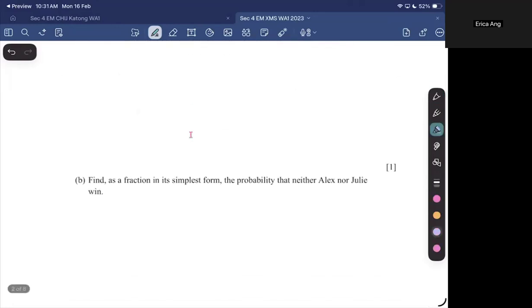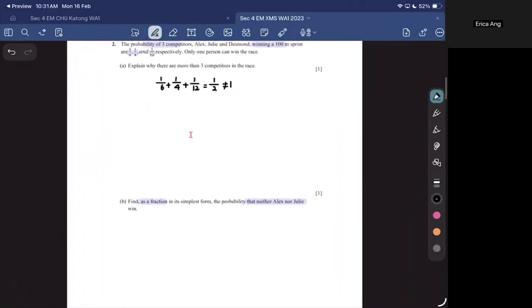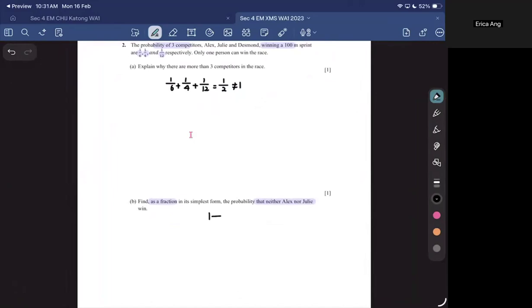Find as a fraction that neither Alex nor Julie wins. If you don't want Alex to win, what's the probability of Alex winning? Just don't want them to win, all right? So you just take 1 minus Alex winning, minus Julie winning. So you do 1 minus these two, and then you will just get 7/12 already. All right, easy.